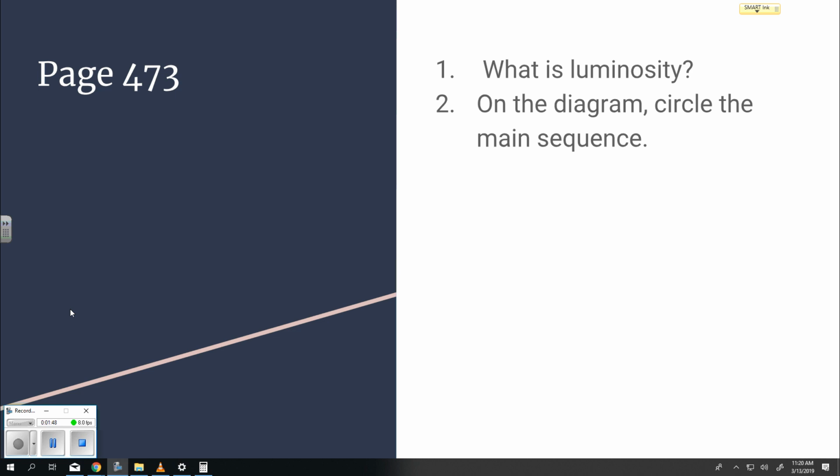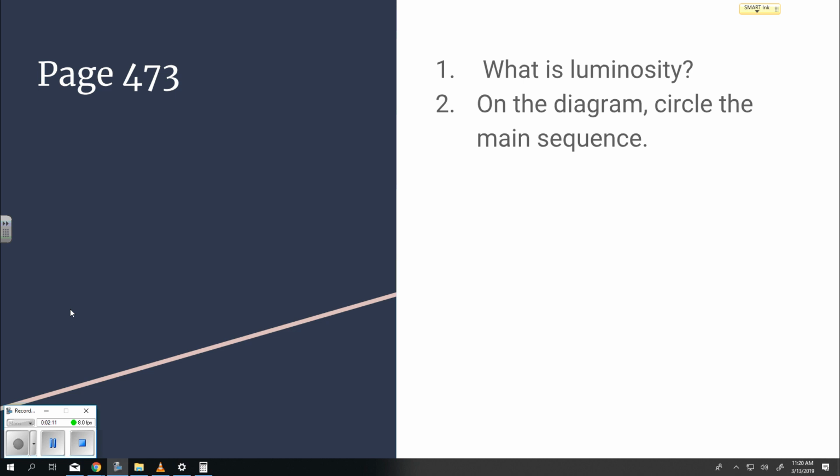Continue highlighting. Astronomers plot the highest temperatures on the left. Continue highlighting. They plot the highest luminosities at the top. The temperature and luminosity of most stars fall in a diagonal band on the graph. Highlight. This band is called the main sequence.